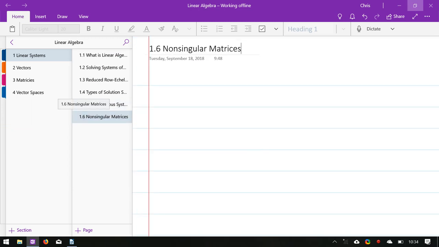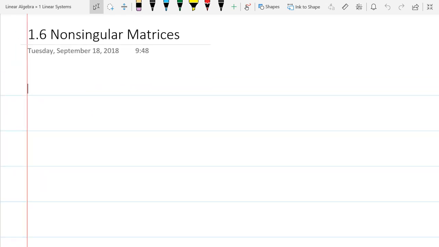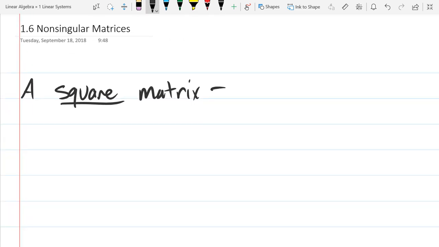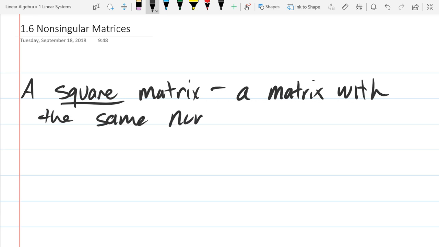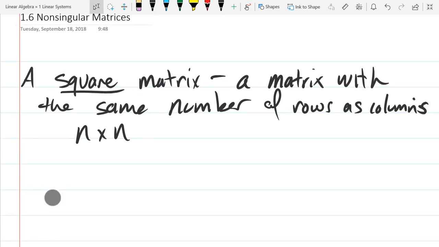Now we're going to look at non-singular matrices. We'll start with the definition of a square matrix. So a square matrix is one that didn't party in college. No, I'm kidding. A square matrix, I just talked about rows and columns, is a matrix with the same number of rows as columns. So they will always have the form n by n, where your row and column values are always the same. So it'll be an n by n matrix.